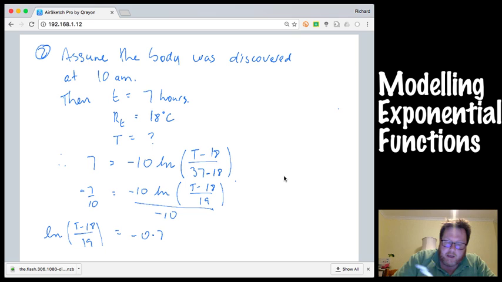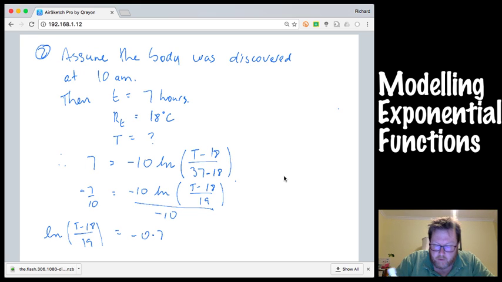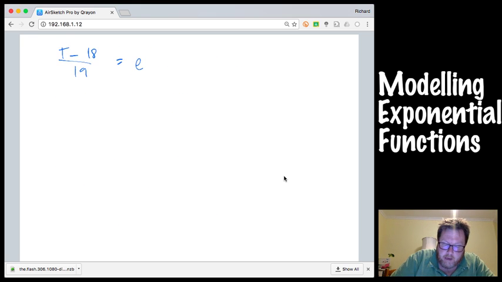So I'll do that on the next page so we've got room, but I might need to flick a little bit to get it going. So what do we have? We have (t minus 18) over 19 is equal to e to the power of negative 0.7. This is good news for us because we can calculate that. I won't evaluate e to the power of negative 0.7 because as soon as I do that, it's going to be a decimal approximation. So I might just keep everything nice and exact until the last minute.